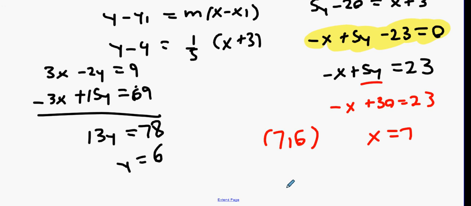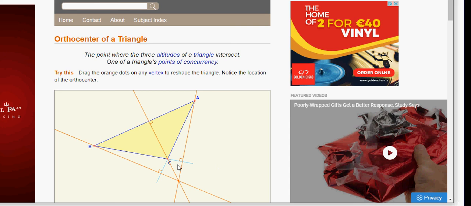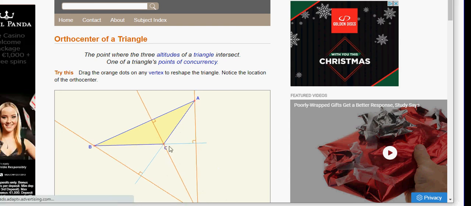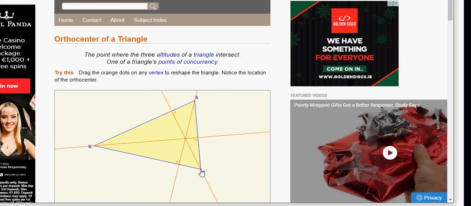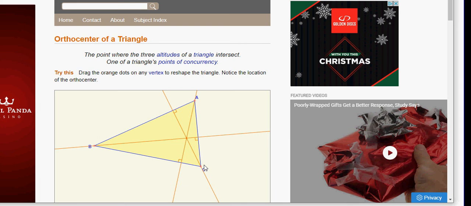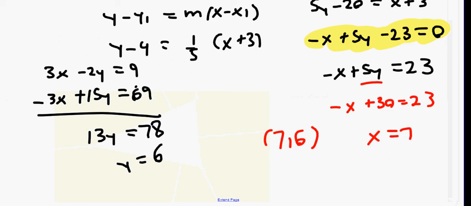We were expecting the ortho center to be outside, because as I showed you on this website here, if it's an obtuse triangle, the ortho center is outside, and if it's an acute angle, it's on the inside. Okay, so we're happy with that. Now let's move on.